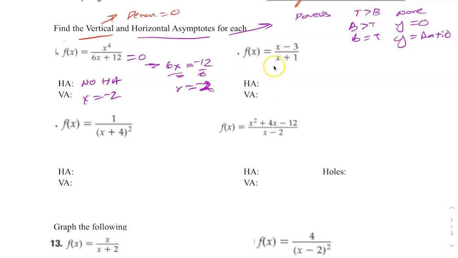Next one, horizontal asymptote, look at the powers. They're the same power, so in this case, we do the ratio. So what does that mean? You take the ratio of the coefficients. So 1 over 1 in this case. So y equals 1 over 1, or just 1. Vertical asymptote, so the bottom equal to 0. So we set x plus 1 equal to 0, so x equals negative 1.